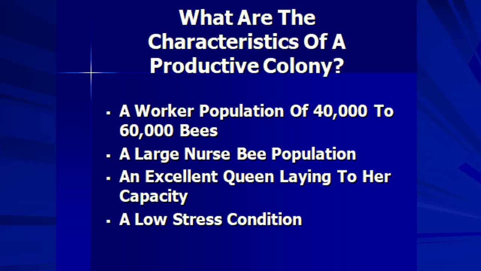What is a productive colony? Ideally, we'd like to have between 40 and 60,000 workers, a large nurse bee population, an excellent queen laying to her capacity, and low stress conditions. These are what we want to see in a productive colony.